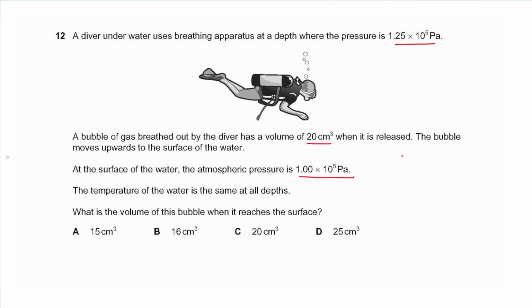What is the volume of the bubble when it reaches the surface? So we can use the equation P1 V1 is equal to P2 V2, where P1 was 1.25 times 10 to the power of 5, V1 was 20, P2 is 1 times 10 to the power of 5, and V2 is the required volume. So we divide the left side by 1 times 10 to the power of 5, that gives an answer of 25 centimeter cubed, so the answer is D.